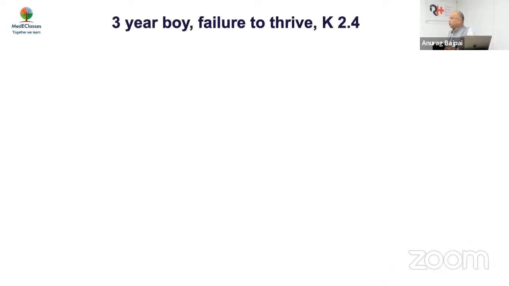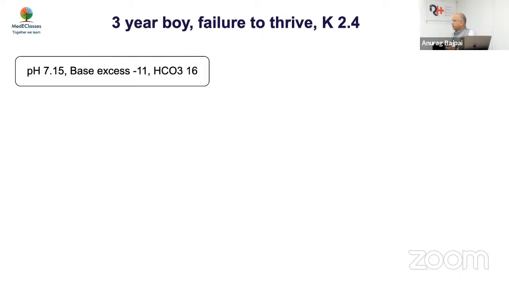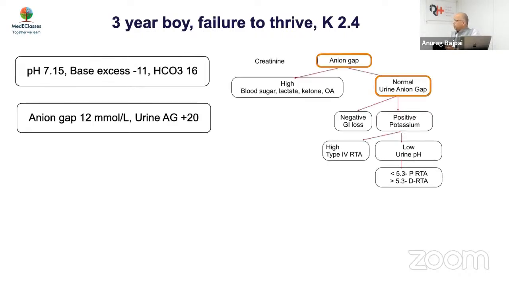A 3-year-old boy with failure to thrive and hypokalemia, there is metabolic acidosis, bicarbonate is low. What you're seeing here is anion gap is normal and urinary anion gap is positive. So what are you thinking, Dhwani, here?